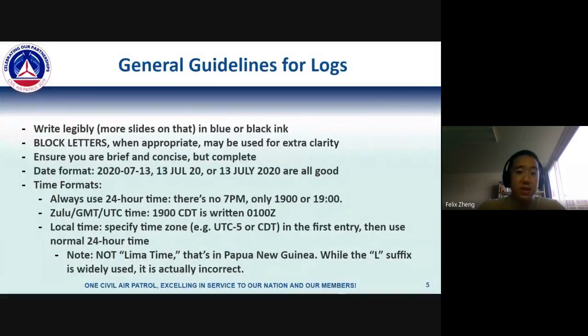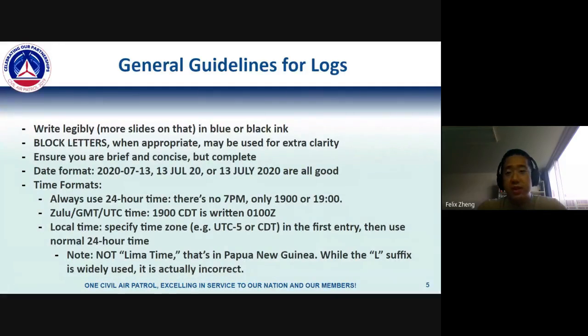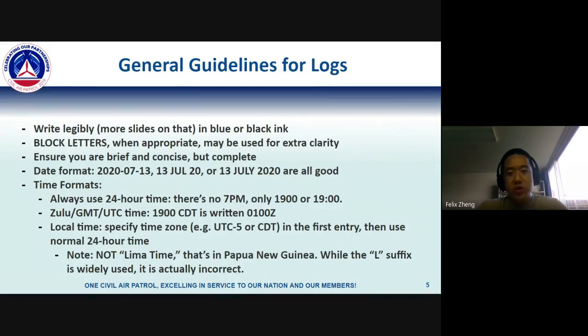That also means that you need to know the offset for your time zone in relation to Zulu time. And this actually changes with summertime and regular time. So please make sure you know that going forward. If you're writing in local time on your logs, make sure you specify what time zone you are in. So the first entry of every log, if you're writing in local time, should specify, for example, right now, 1910 CDT. That's for you guys in Central Time.